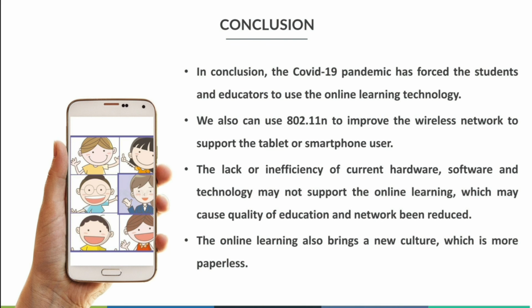As a conclusion, the COVID-19 pandemic has forced the whole world to migrate from physical classroom learning to online learning, and inefficiency of the ICT infrastructure may cause the quality of education to be reduced. Thus, it is important to have a good ICT infrastructure while still depending on online learning, which brings a new culture that is more popular.